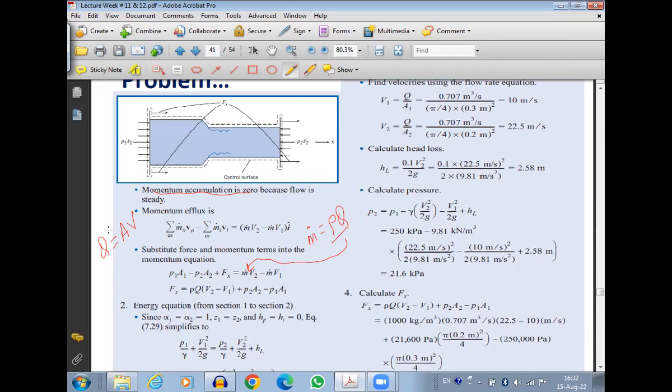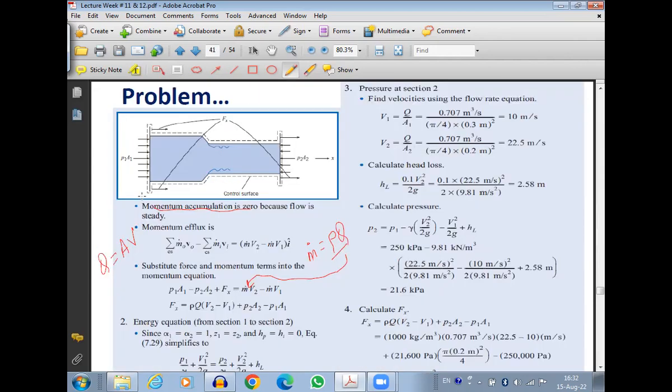Since Q is known and we know the diameters, we know the areas. Since we know Q and the areas, we can find out V1 and V2. So V1 and V2 are known, density is known, Q is known. Now we need to find the pressures P2 and P1. Area is known, so P2 and P1 are unknown. If we know P2 and P1, we can find the force here.